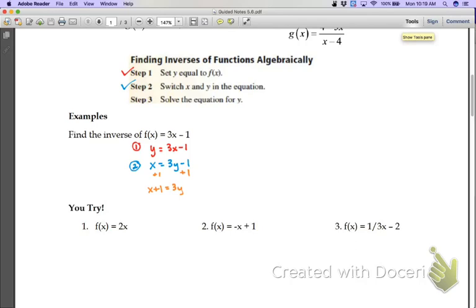Now I need to divide everything by 3. So whenever I do that, I'm going to write it up here over to the right. I'm going to have 1/3 x plus 1/3 equals y. That is the inverse of your original function.